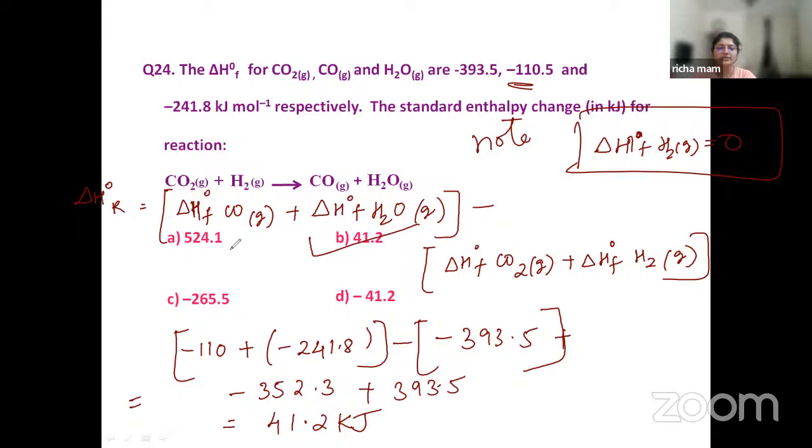Are you getting the answer? So we have to substitute the values which have been given and find the standard enthalpy change for this particular given reaction.